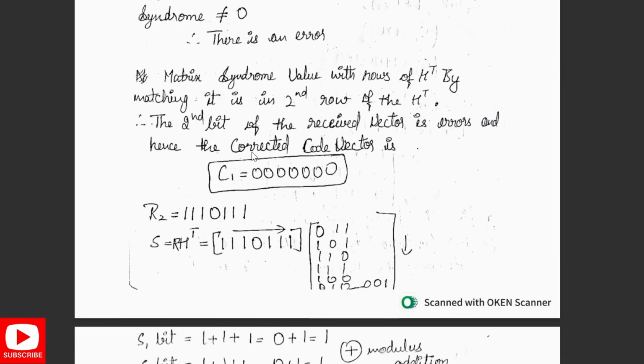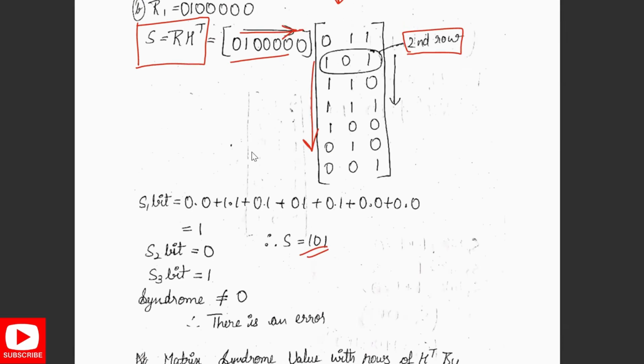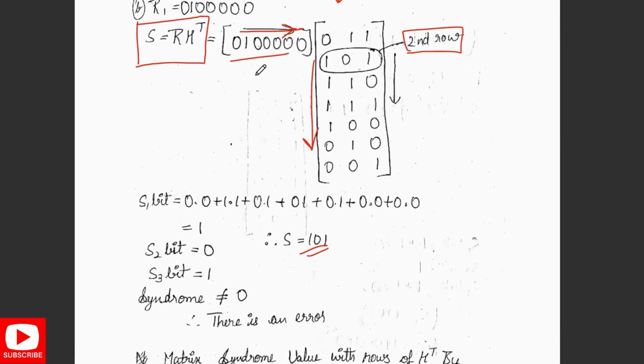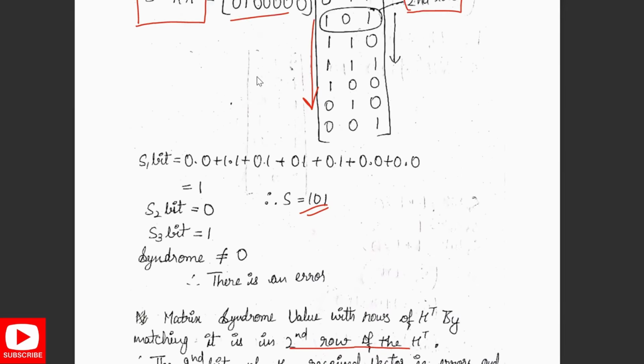The syndrome matches the second row of H transpose, so the received second bit is in error, and it has to be corrected. The corrected code word C is 0 0 0. Because you can observe here the second bit was 1. You can also write it in one more form: E is equal to, the error is in the second bit, right? So you need to change it, giving 1 0 1 1 1 1 1.